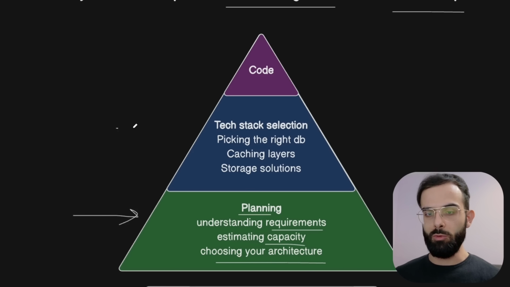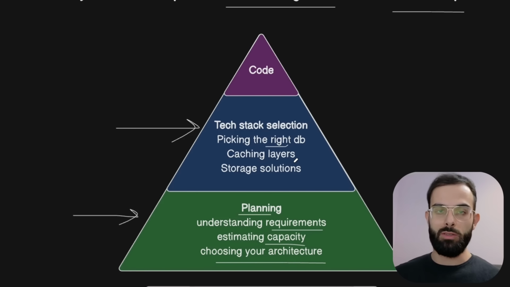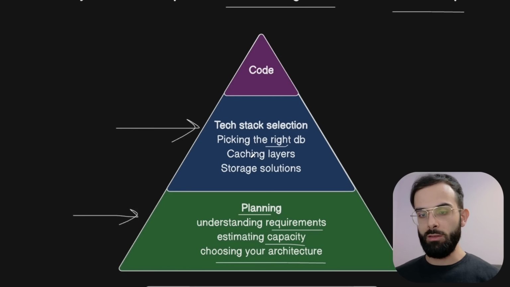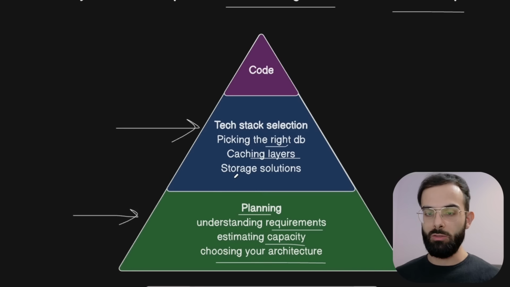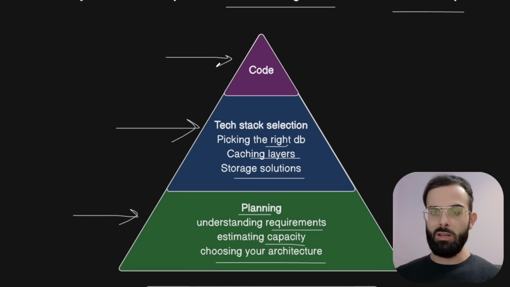And only then we move on to the tech stack selection, which is like picking the right database, whether it's SQL or NoSQL, and if it's SQL, then what exact type of SQL database it will be, the caching layers, eviction policies, storage solutions, and all of that tech-related stack selection. And only the last stage, which is actually the smallest part of designing, is the coding, which is starting to implement things. But that is actually the thing that requires the least brain power.